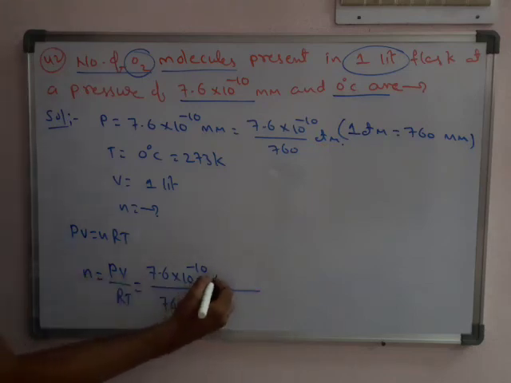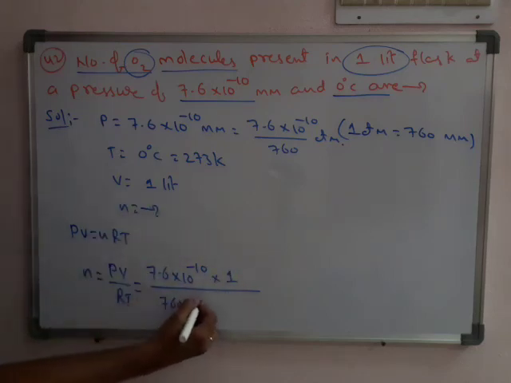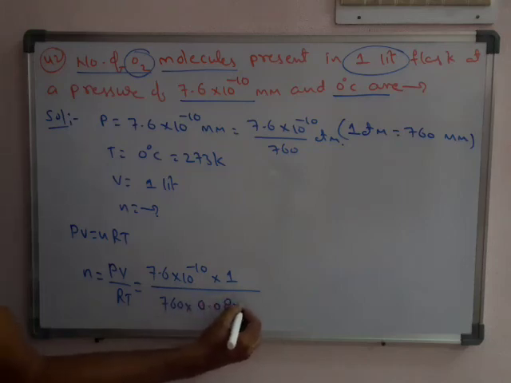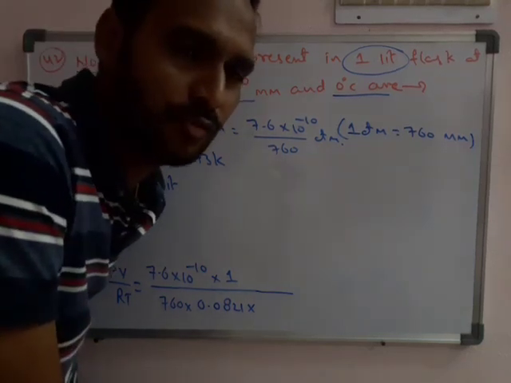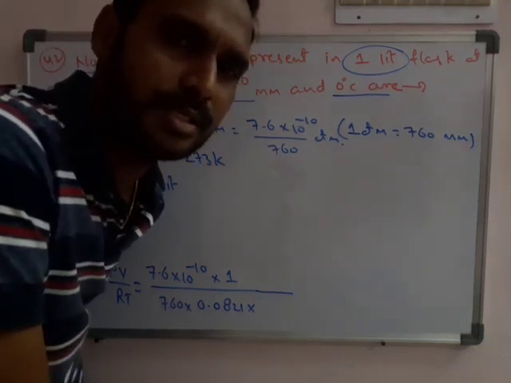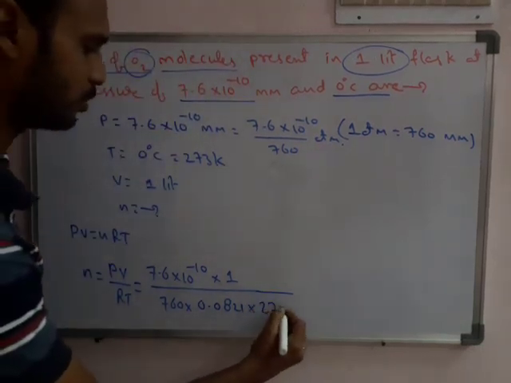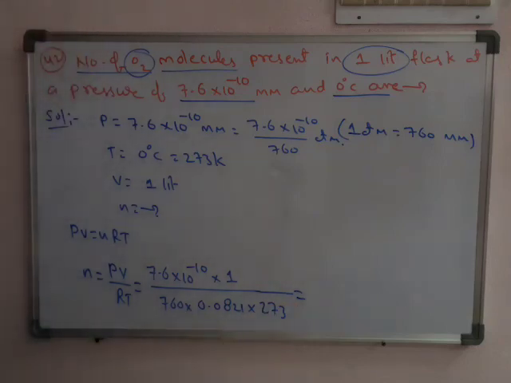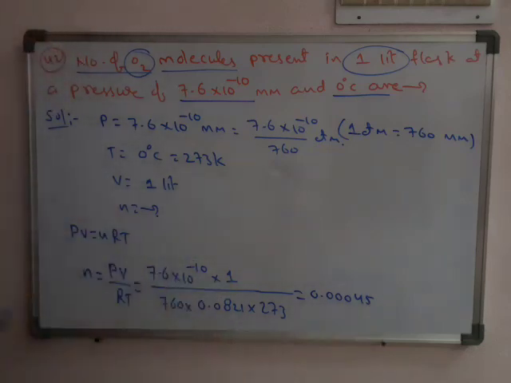Next, what is the volume? That's 1 liter. Volume must be in liters. What is the R value? That is 0.0821 atmosphere per mole. Since pressure is in atmospheres and volume is in liters, it is compulsory to use the R value 0.0821. You have to remember that. The temperature is 273. On this overall calculation, I think we will get the answer, but you have to check the calculation at least once.